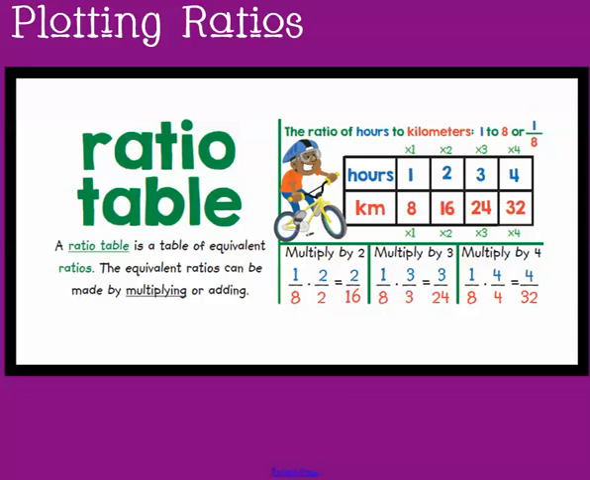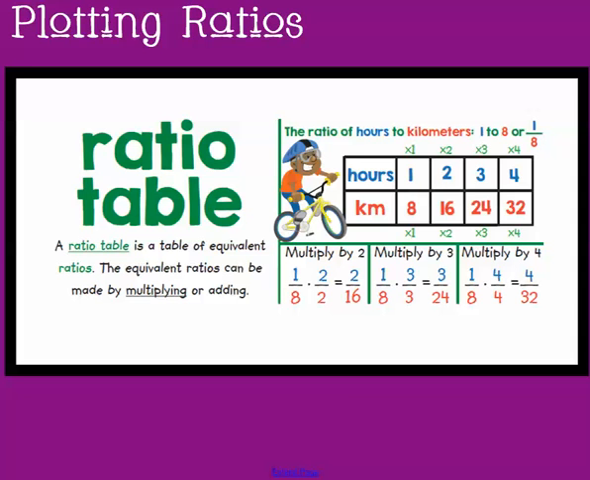So in the example on the screen, you see a ratio of hours to kilometers being 1 to 8. So the first row represents hours, the second row represents kilometers. We have the original ratio, and then when we double that, when we multiply both parts by 2, we go from 1 to 8 to 2 to 16. We can then multiply that original ratio by 3 over 3 to get 3 to 24, and so forth and so on. We can multiply the 1 over 8 by 4 over 4 to get 4 to 32, and we can keep going as long as we want to on this table.